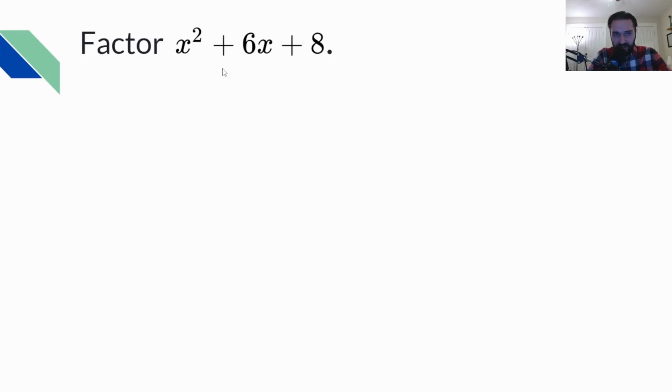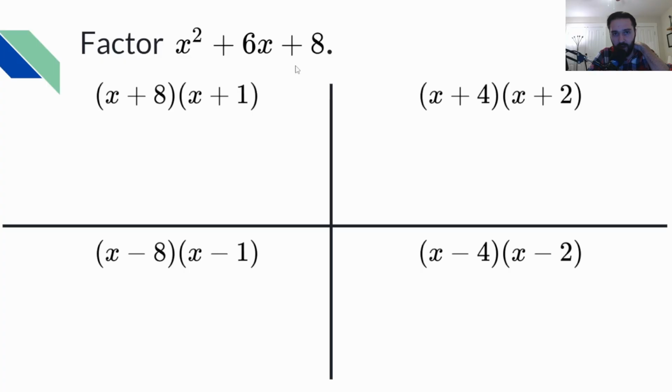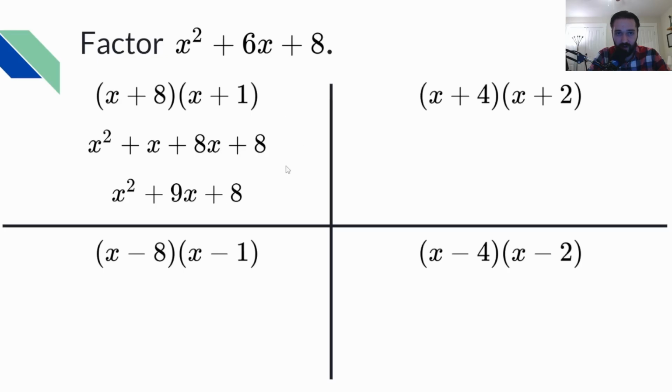Here we're asked to factor x squared plus 6x plus 8. Once again, there are 4 possibilities. There are 4 different ways that I can get the lasts to multiply together to give 8. So let's try the top left first. X plus 8 times x plus 1. If I FOIL that, I get x squared plus x plus 8x plus 8. If I add the two like terms in the middle, I get 9x. Does that match what we started with? No. So this possibility does not work.